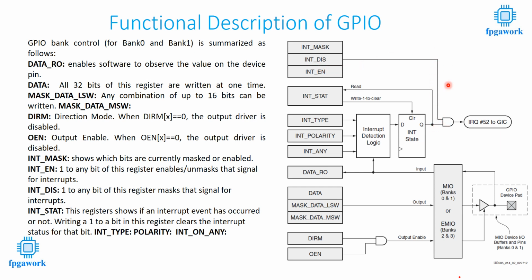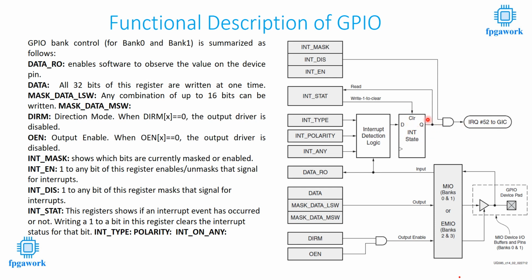If we have an interrupt enable, the interrupt will go to the general interrupt controller, and that general interrupt controller is connected with the processor directly. The interrupt request that is specified in the Zynq 7000 SoC for GPIO is 52. We will be using this interrupt request 52 while we are implementing GPIO.